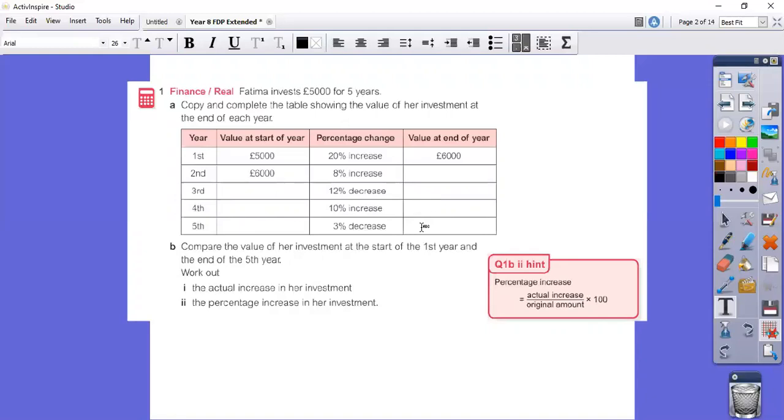So once you've filled in the table, you can look at part B, which is compare the value of her investment at the start of the first year and at the end of the 5th year, to work out the actual increase in her investment. So how much did she actually receive by the end of year 5? So you've got to do this amount, subtract it from her initial investment of 5,000 to see what she actually got. Remember, the amount of money you invest is money that you invested. And obviously at the end is the amount of money increased by the different percentages.